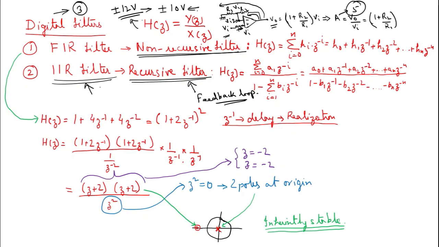So these are the things which we keep in mind, that recursive filters are very good filters to work with, but we have to be super careful while designing the filters. Now the FIR filters have a generalized equation: H(z) equals summation of i equals 0 to n of h_i z to the power minus i, which corresponds to h0 plus h1 z inverse plus h2 z to the power minus 2 plus hn z to the power minus n.